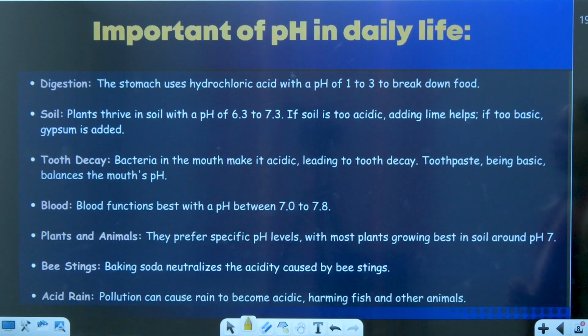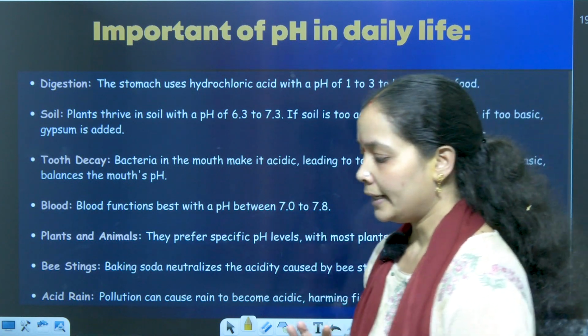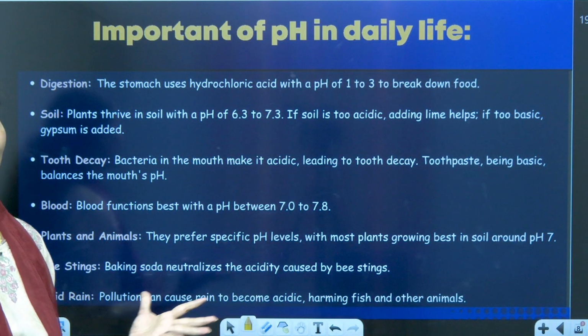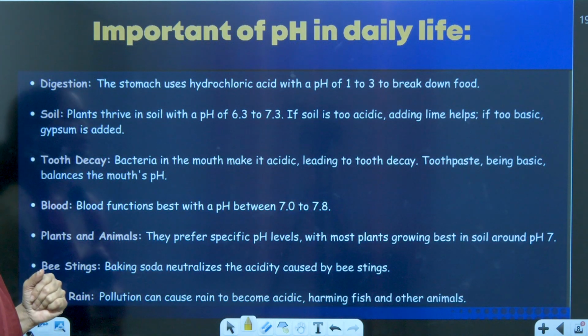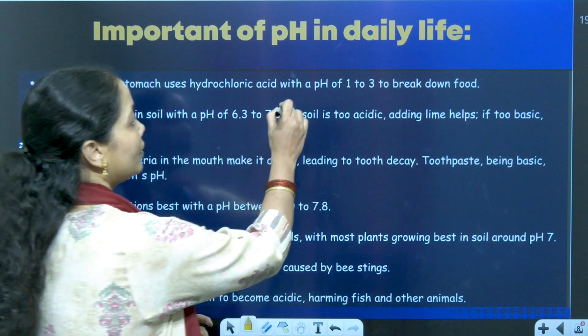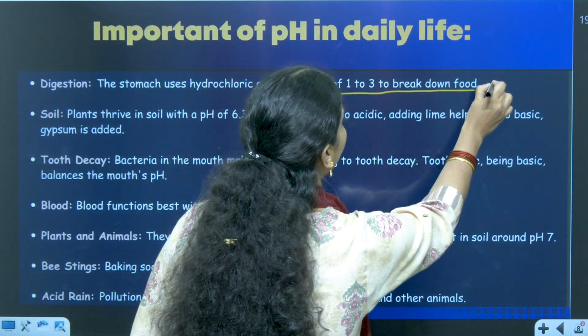Moving on, importance of pH in our daily life. Why is pH important? What is the use of just studying about pH? The first thing is, in digestion, the stomach uses HCl with a pH of 1 to 3 to break down food.